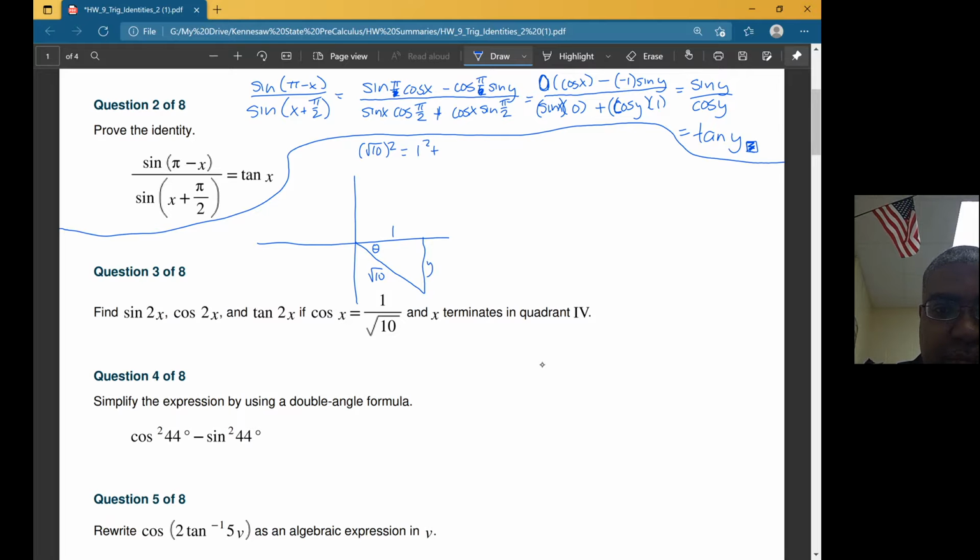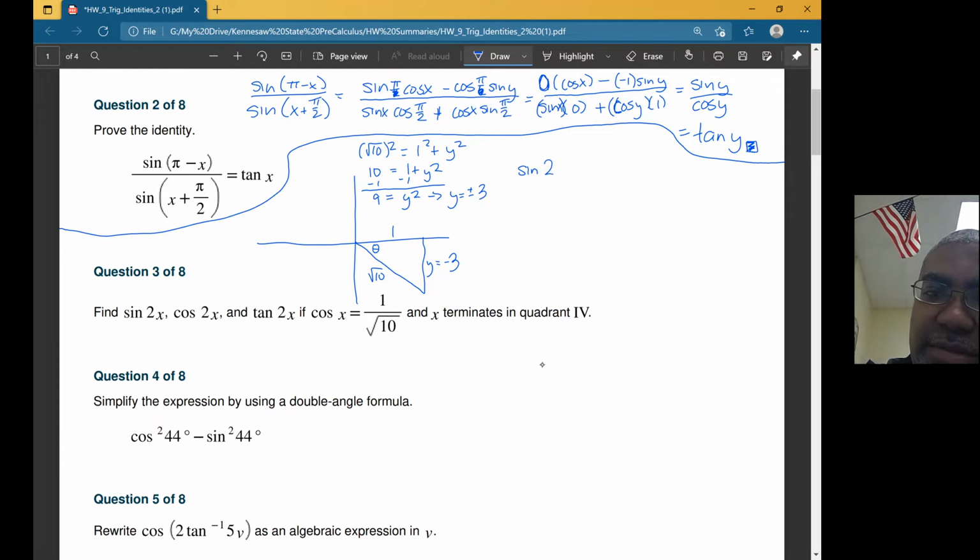So root 10 squared is equal to 1 squared plus y squared, calling the opposite side y. Root 10 squared is 10, so 10 is equal to 1 plus y squared. Subtract 1: 9 is equal to y squared. That means y is equal to positive or negative 3. Here we're in quadrant 4, so it will equal negative 3. From there, now we can do our identities.